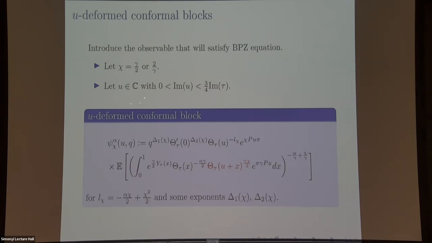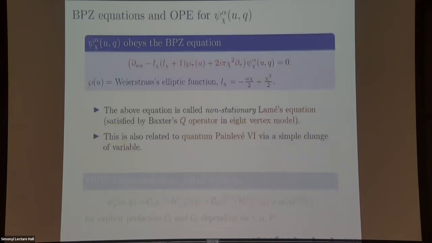We have some constraint on this value of u, just to make sense of this expectation, but essentially one should be able to do it for any value of u. Okay, so then we make this deformation. Now we go to the BPZ equation, at least for the torus. This is how it looks. If you forget about this term, this is essentially Lamé's equation. These two things together would construct Lamé's equation. Now if you keep this tau derivative here, along with this, this is called the non-stationary Lamé equation.